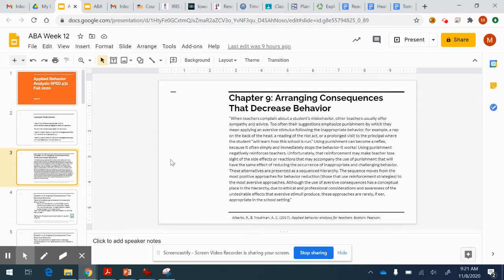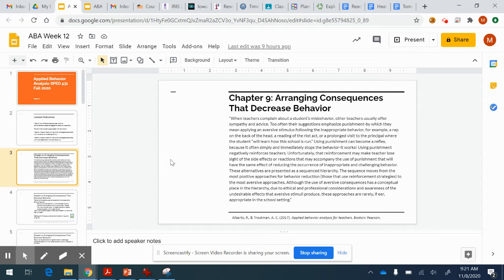The sequence moves from the most positive approach for behavior reduction, those that use reinforcement strategies, to the most aversive approaches. Although the use of aversive consequences has a conceptual place in the hierarchy, due to ethical and professional considerations and awareness of the undesirable effects that aversive stimuli produce, these approaches are rarely, if ever, appropriate in the school setting. So again, I just kind of want to point that out.